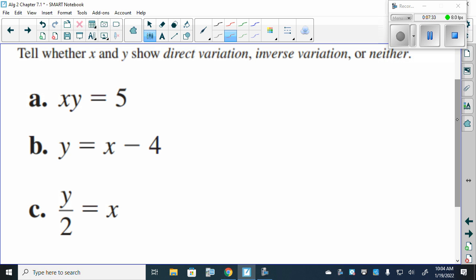So we look at the first one, x times y is equal to 5. Would that be direct, inverse, or neither? Inverse. We can call this inverse because we could divide both sides by x also, which would tell us y is equal to 5 divided by x, which is by definition the inverse.